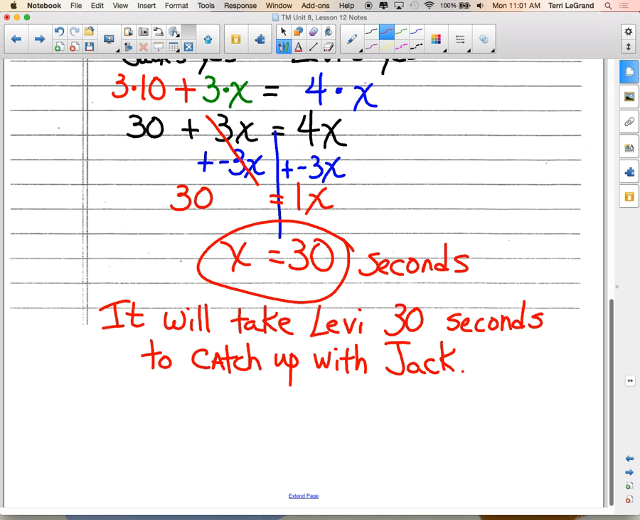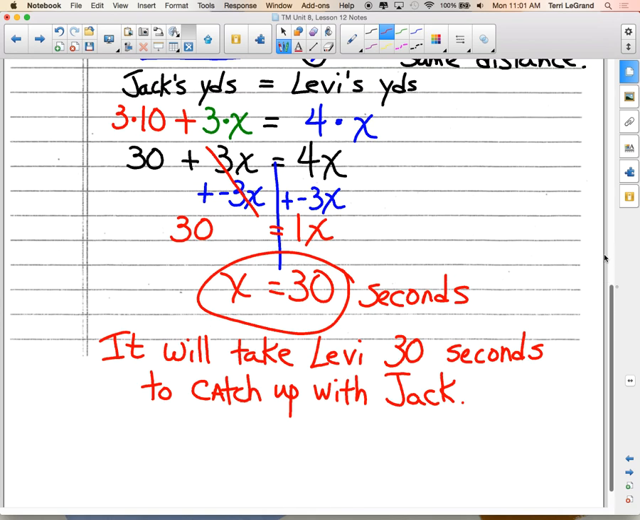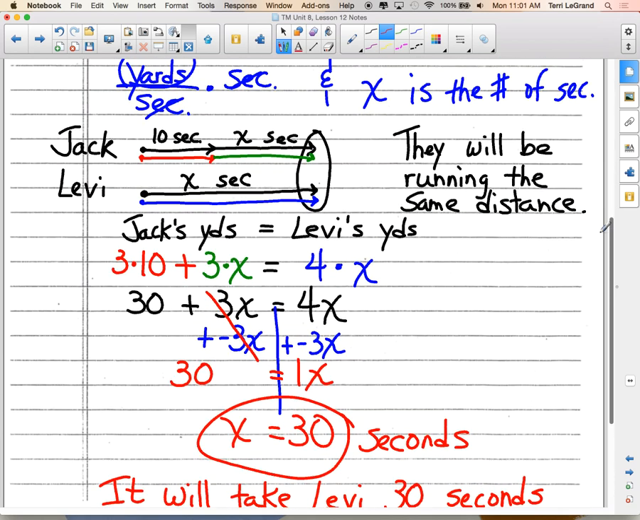One side of the equation has to equal the other side of the equation. Both sides are representing distance. One side of the equation has to equal the other side of the equation. One side is equaling distance, so is the other side equaling distance.